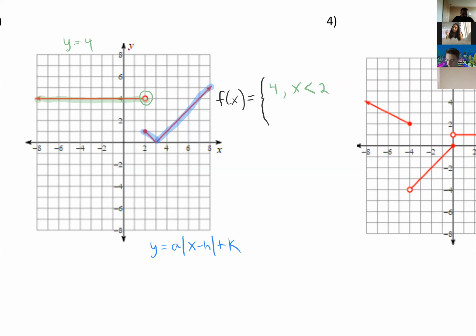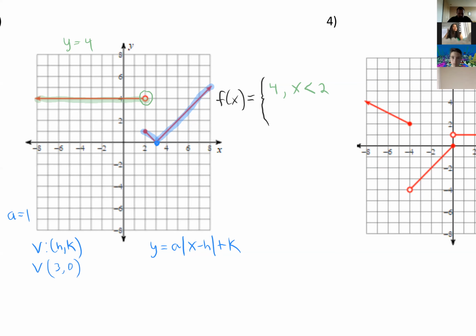So the vertex, once again, is going to be h comma k. So what's the vertex here? What's this point? 3, 0. It's 3, 0. So I'm going to plug in 3 for h, and then A is the slope. So see how it's going up 1 over 1? So A just equals 1 here. If it was an upside down V, then it would be -1.